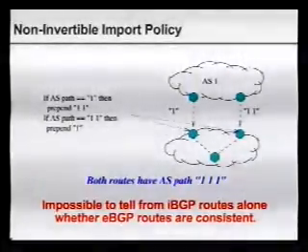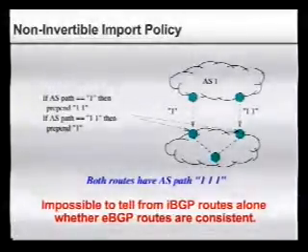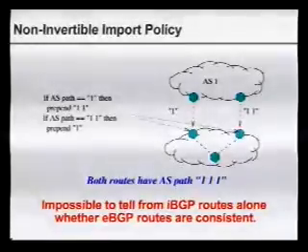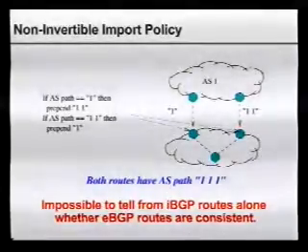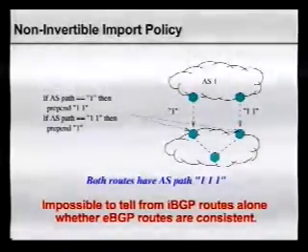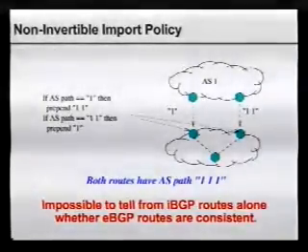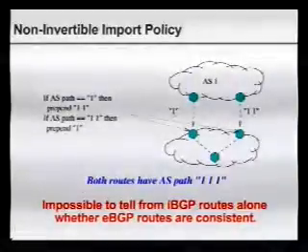And I could flip-flop these, and they might also both be AS path length of 2, or they might also both be AS path length of 1. There's absolutely no way to tell, because my import policy has done something that doesn't allow me to reverse it based solely on what I see in the IBGP routes.